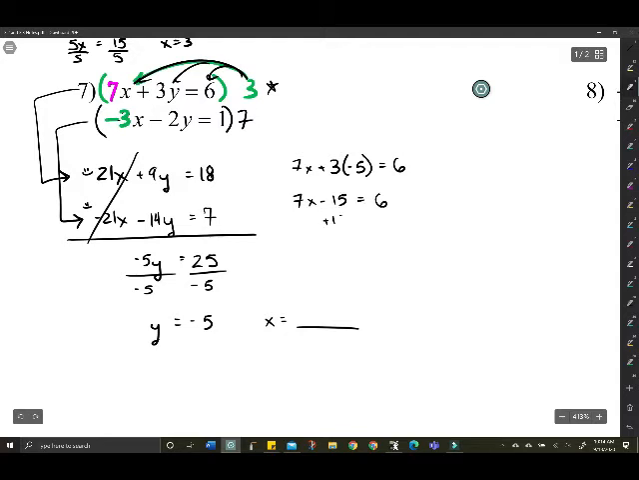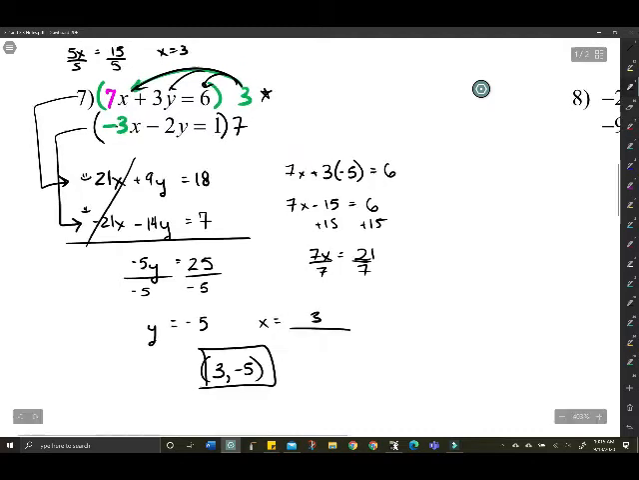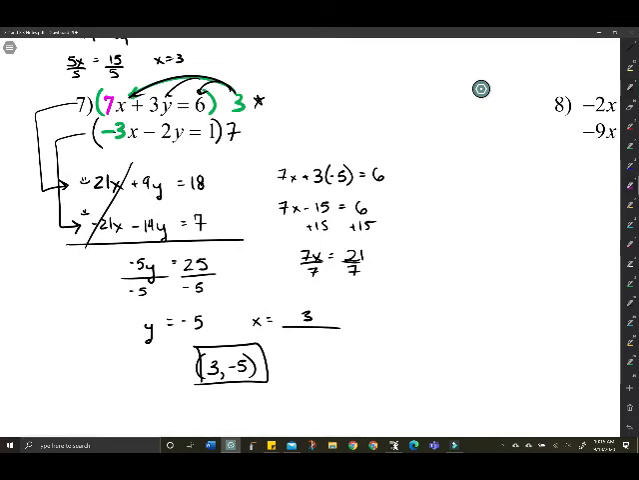Going to add that 15 over. That's 21, and then divided by 7, x equals 3. So our coordinate point is (3, -5). Okay? So multiplying both equations by that there, you could also have chosen 3 for the bottom and 2 for the top. Really, there's more than one option for you.